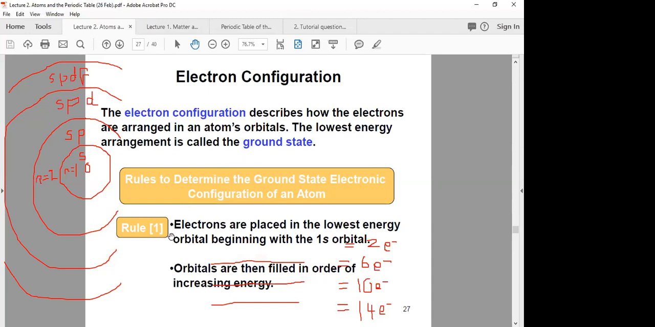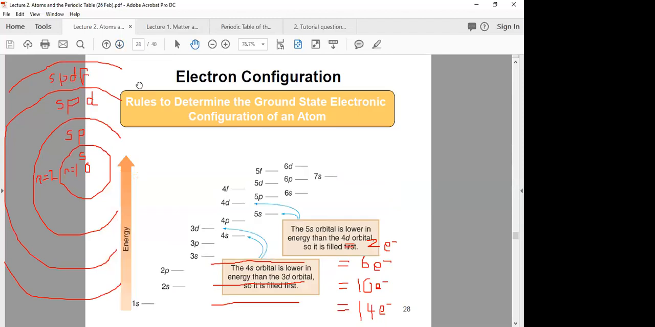When we start placing electrons in shells and subshells, we place them in the lowest energy shell and orbital, beginning with the 1s. Then we fill the remaining subshells in order of increasing energy. That essentially means we start from here and we work our way out, even though it's not always that clear. And this shows you why it's not always that clear.